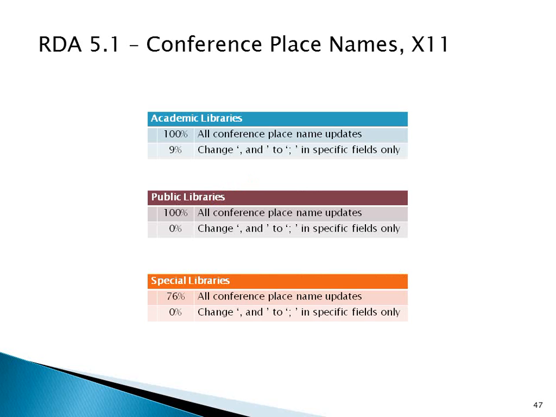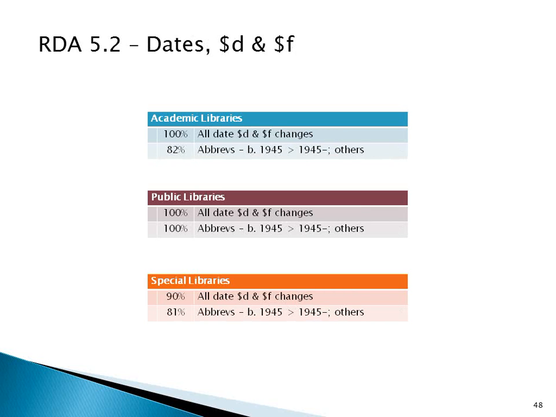So back to the same question here. The second option allows clients to be more granular with which fields to apply this to. But as you can see, almost every library that chooses this will have this applied to all X11 fields in the bib record. And this option allows changes to abbreviations such as circa to approximately, or cent. to century, those kinds of changes. Nearly all libraries are choosing to do this.